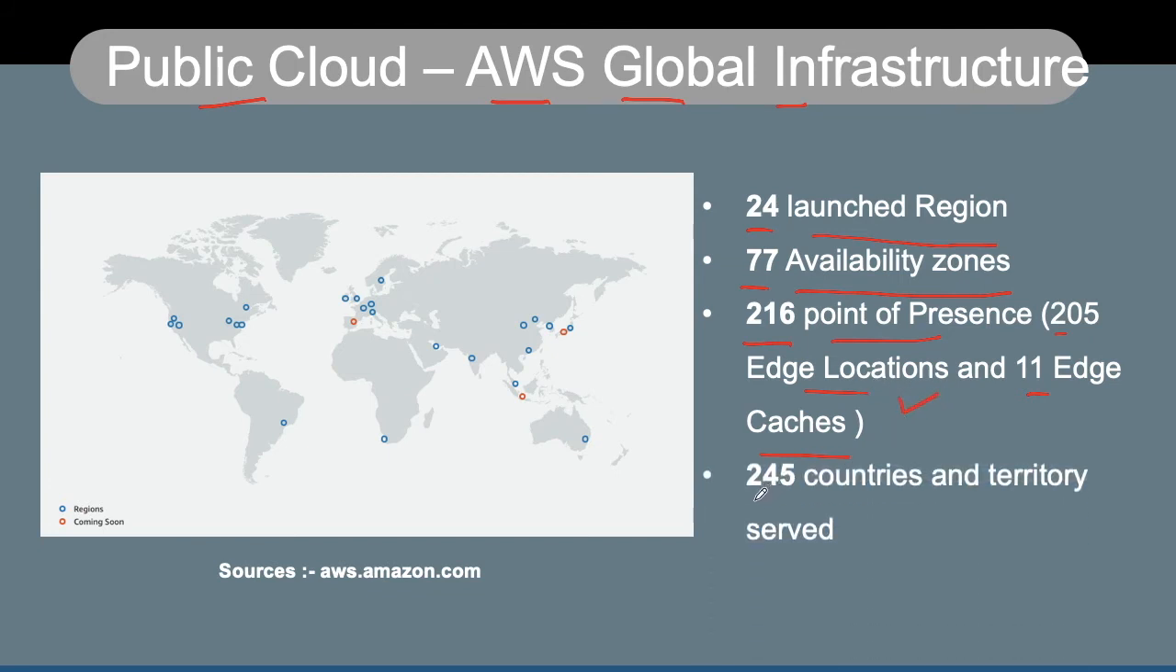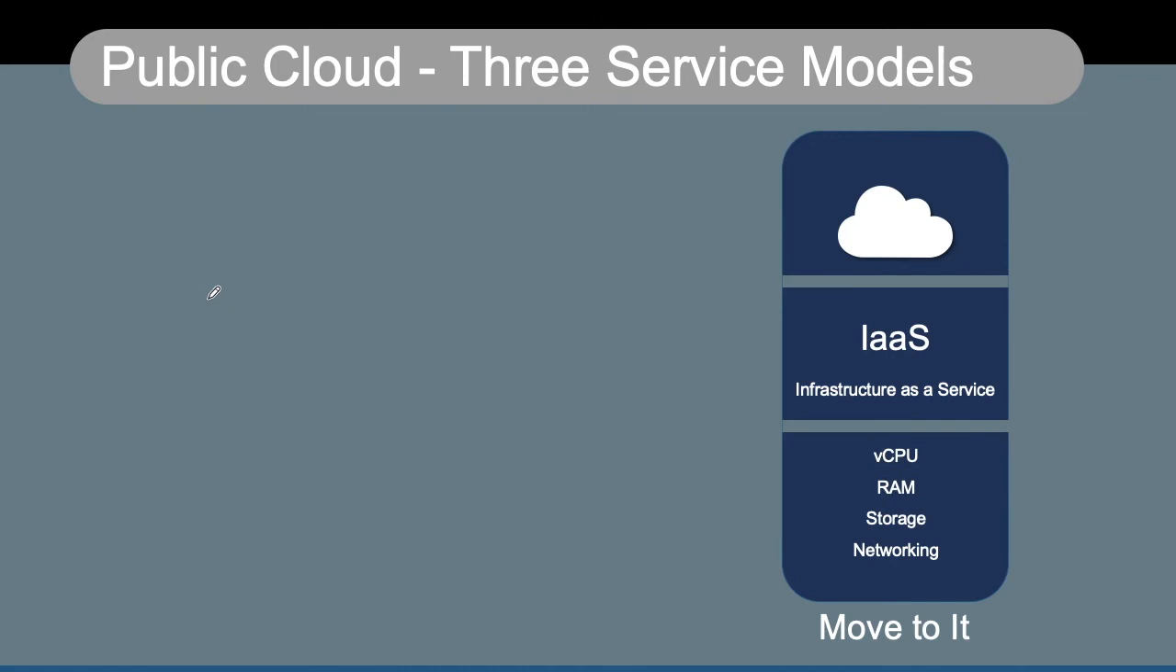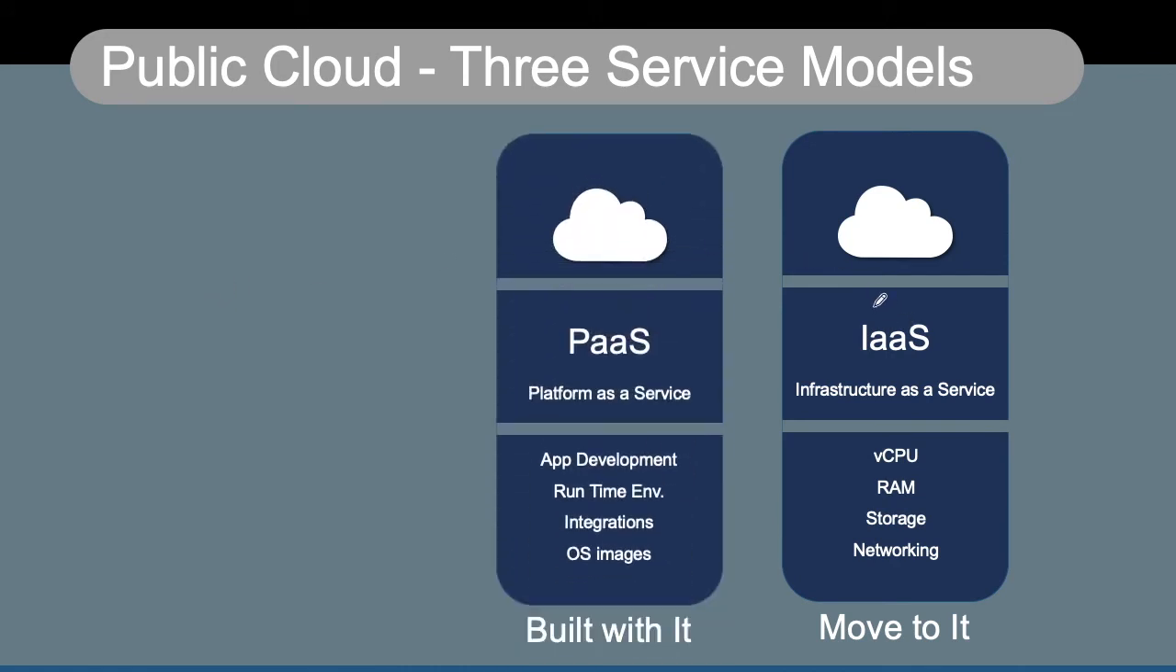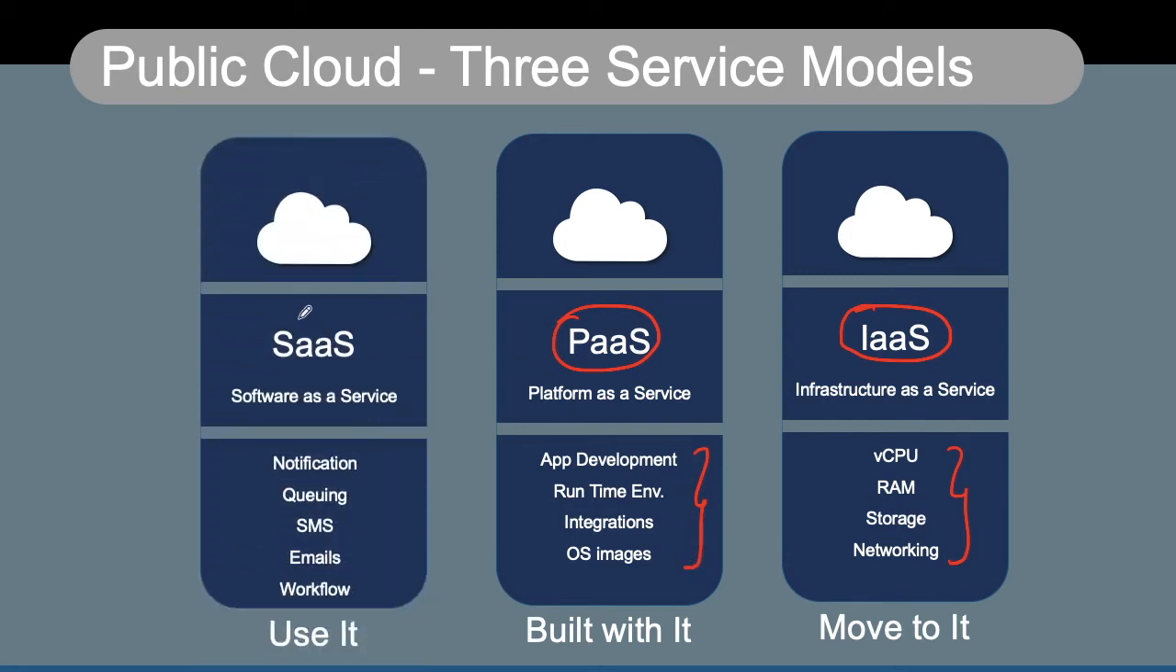It is serving more than 245 countries and territories, so it has a global geographical presence. Sitting in India, for example, you can use resources in America too if your user base is in America. We have already talked about the three service models: infrastructure as a service, where you use just the physical infrastructure; platform as a service, where you use the infrastructure as well as the platform; and software as a service, where you use the application as it is.